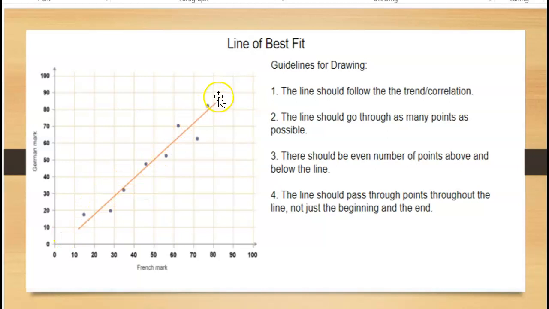Okay. In this line, it doesn't actually go through any of the points, and that's okay. Your goal is to try to make the best line go through the center. Okay. The line should pass through points throughout the line, not just the beginning and the end. Now, keep in mind, these are not all requirements. These are just some guidelines, just some general ideas. So it doesn't have to start and go through this first point, and go through the last point. It doesn't have to go through the first and last at all. Just trying to get in through the center of the information.